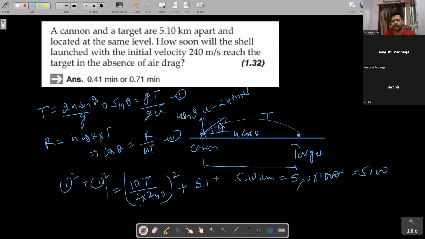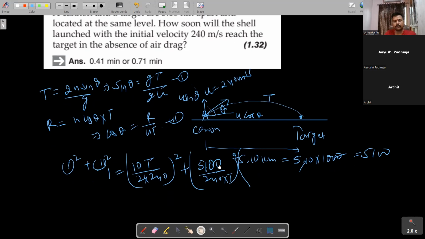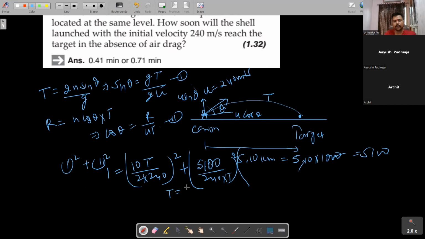So 5100 meter upon ut. U is 200, and t, whole square. You can solve this and find t. That's it. You have to solve it. So the answer is already given. You can find it. Note it down. Now you can say if you want to say.